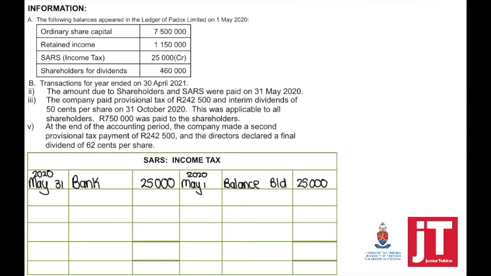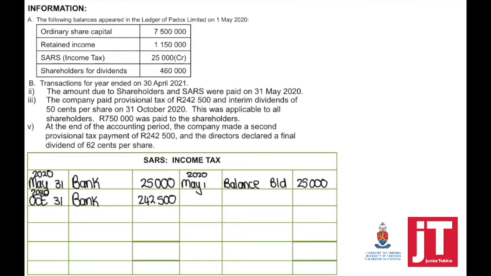It means SARS income tax is going to be debited with 25,000. And my details, the contra account, bank. The company paid provisional tax of 242,500 and the interim dividends, I don't care about that at this point. This means bank is credited, SARS income tax is debited on October 31, 2020 with 242,500. Then at the end of the accounting period, the company made a second provisional tax payment of 242,500 and the directors declared a final dividend, which I don't care about at this stage.